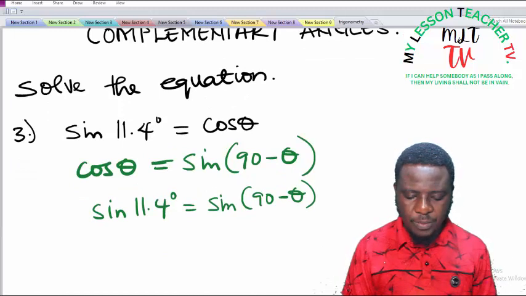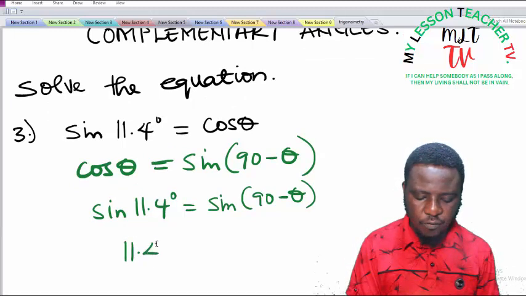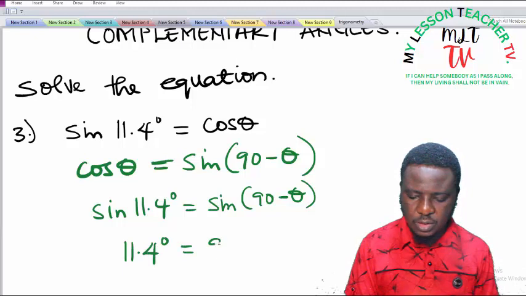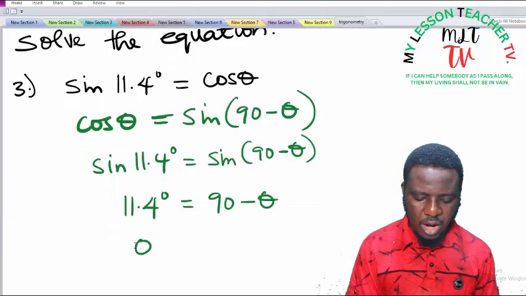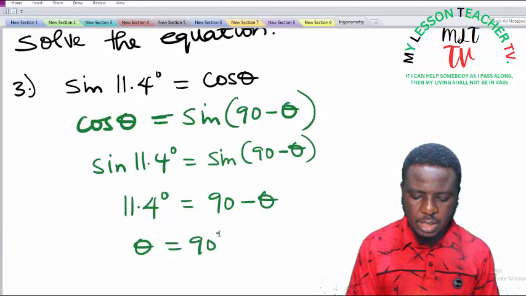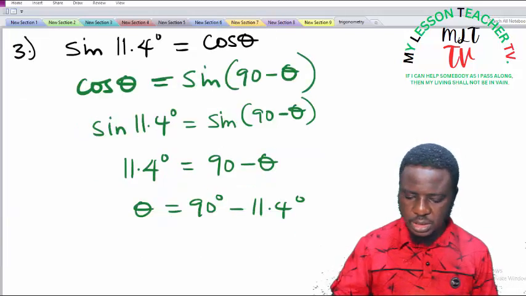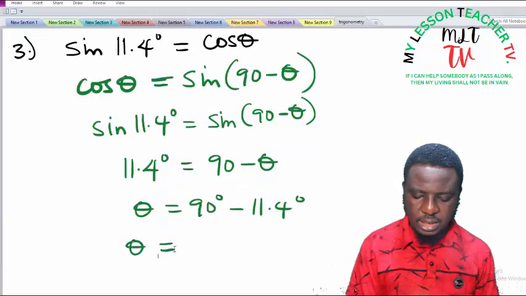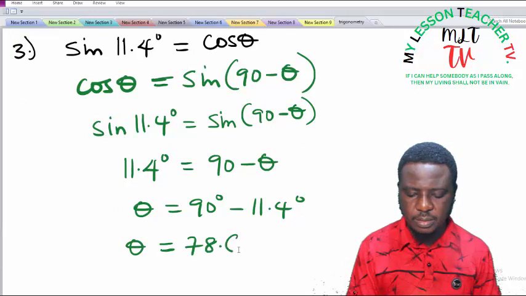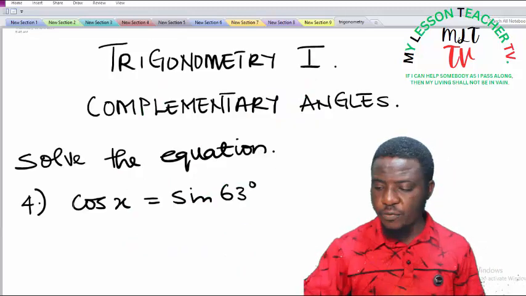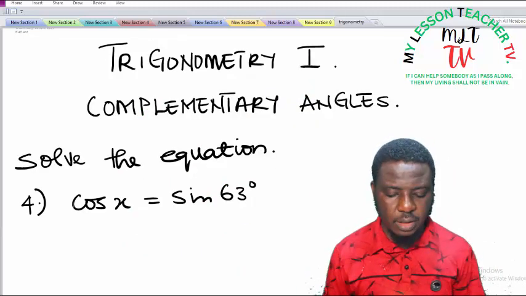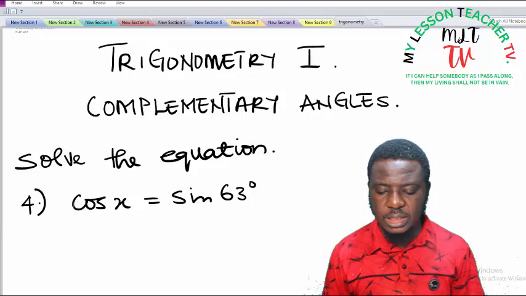Now, by comparison, you have it that 11.4 degrees is equal to 90 minus theta. Making theta the subject of the formula, you have theta equal to 90 degrees minus 11.4 degrees, and theta is equal to 78.6 degrees. In question 4, we have it that cos x is equal to sine 63 degrees.